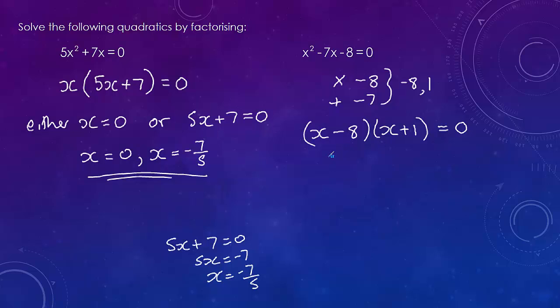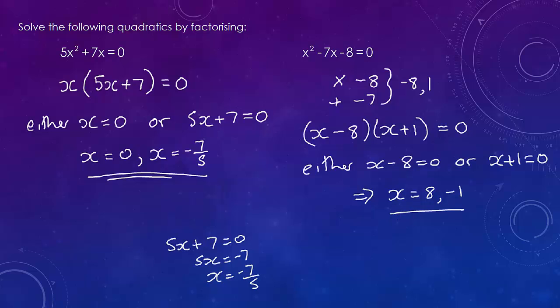Now, either the first bracket is 0 or the second bracket is 0. So either x minus 8 is equal to 0 or x plus 1 is equal to 0. And that gives me that x is equal to 8 or x is equal to negative 1.